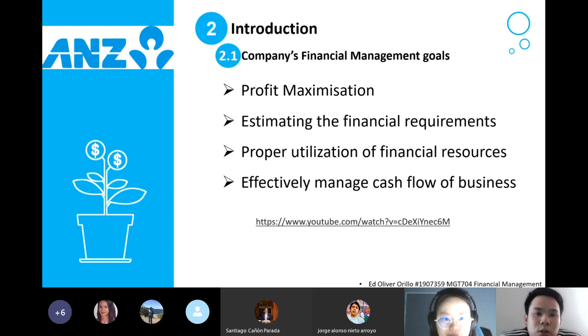The third management goal for ANZ is proper utilization of financial resources, which means that the bank is making the most of the resources available in order to achieve their objectives.